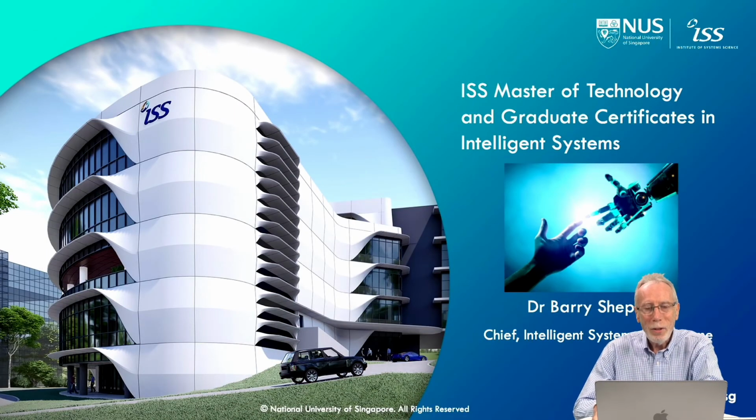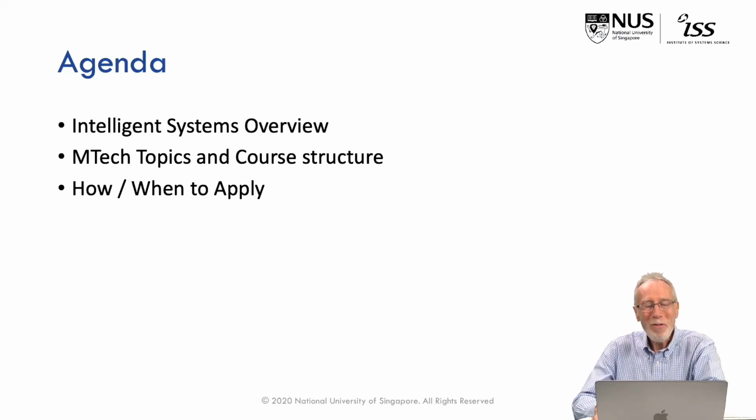Good afternoon, everyone. I'm Barry Shepherd, as Jen Hong just mentioned. I'm the chief of our Intelligent Systems program here at the Institute of Systems Science. I'd like to take just a few brief moments to talk about our Master of Technology program and our graduate certificates in Intelligent Systems. I'll start with a little overview of what intelligent systems are, then drill down into the topics that we teach and the structure of the master's course, and lastly, how and when to apply.